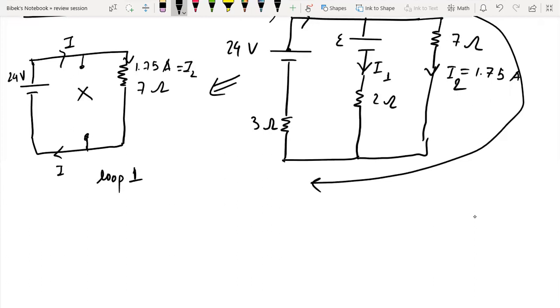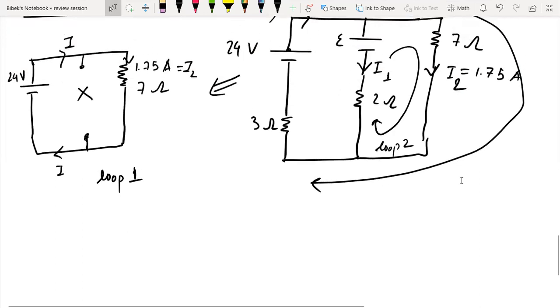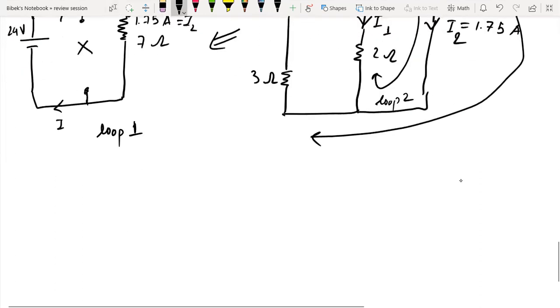And this is my loop 2. Let me draw the loop 2, only the loop 2 here.